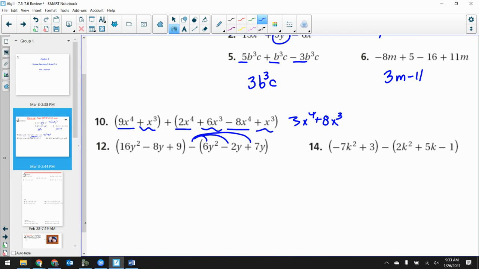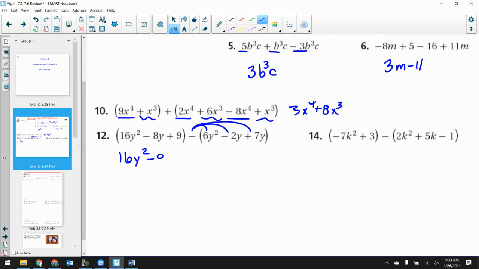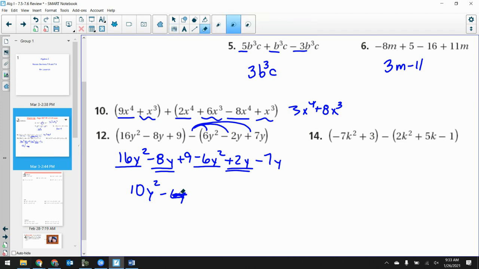It's weird. So 16y squared minus 8y plus 9. Distribute in minus 6y squared plus 2y minus 7y. And now we combine. 16 and negative 6 make 10. Negative 8 and positive 2 make minus 6. Oh, I forgot my minus 7. Whoops. Got one more to do there. Negative 8, positive 2 make negative 6. Minus 7 make negative 13y. So those are all gone, and then I got this plus 9 sitting there.